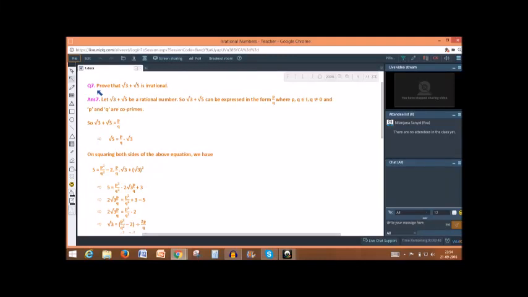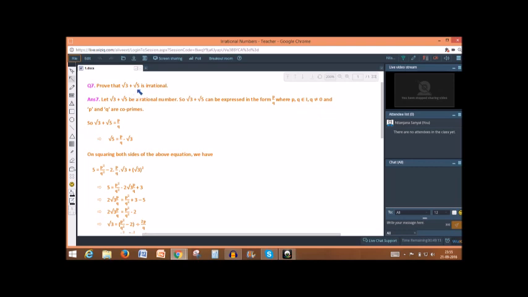Hello students, we are doing the portion on irrational numbers and this is a question related to irrational numbers. It says that prove that root 3 plus root 5 is irrational. Now we solve these types of problems by using the method of contradiction. So we will be solving the sum by the method of contradiction.